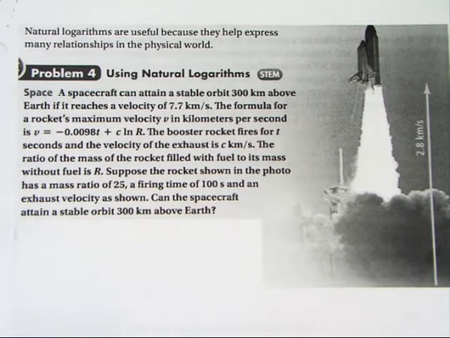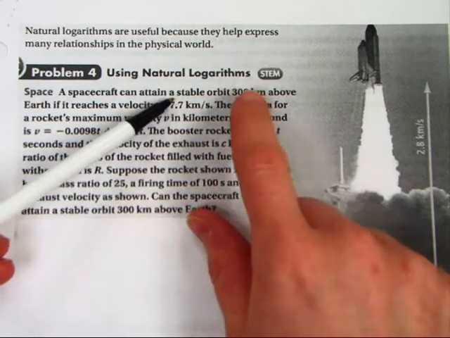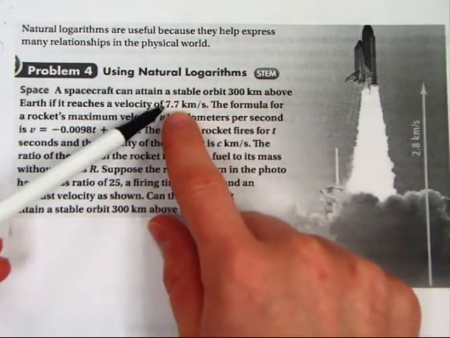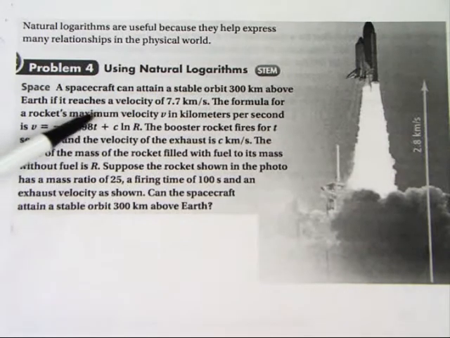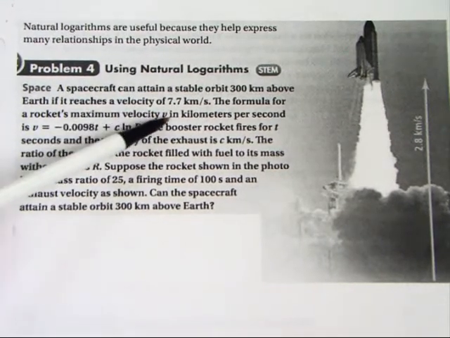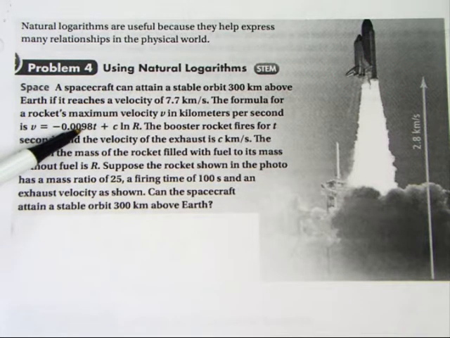In problem 4 of the notes, we're going to talk about how natural logarithms are used with rocket launching. A spacecraft can attain a stable orbit of 300 kilometers above the Earth if it reaches a velocity of 7.7 kilometers per second. So we need to get to 7.7 in order for it to be safe.